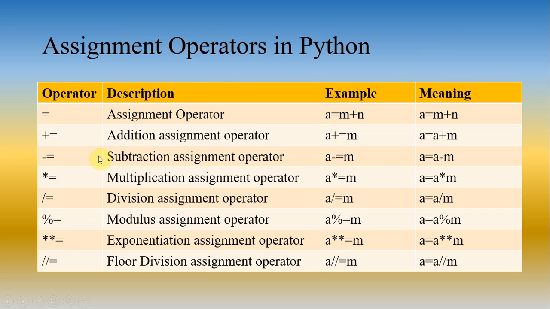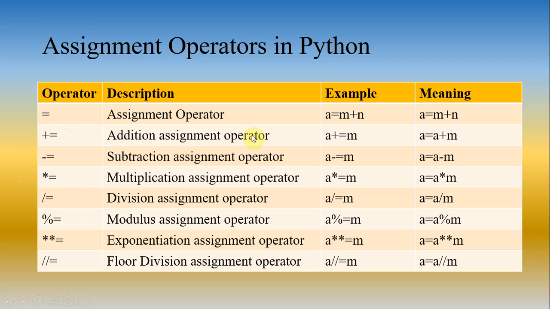Now there are 8 assignment operators in Python, but the most important one of them is the assignment operator represented by the equal to sign. This will be used in most of your programs where you would have to assign values to variables such as a equal to m plus n, a equal to 10, a equal to 30 and so on. Now let us understand each of these operators. First I'll explain them and then we will see a demonstration of them.